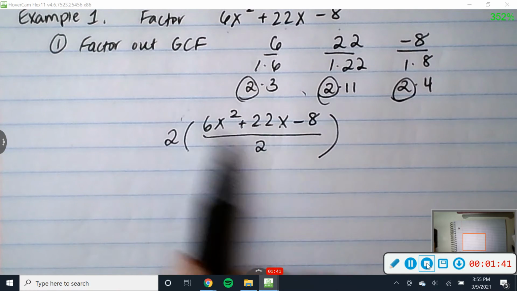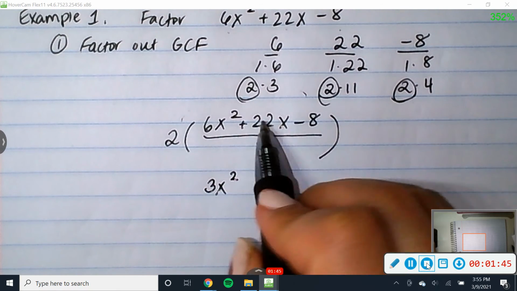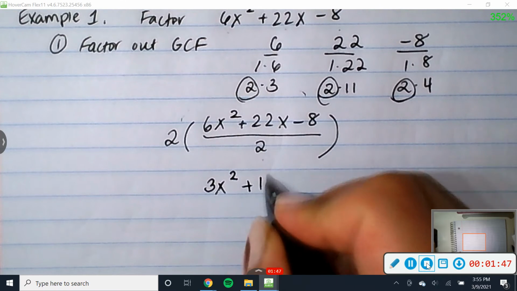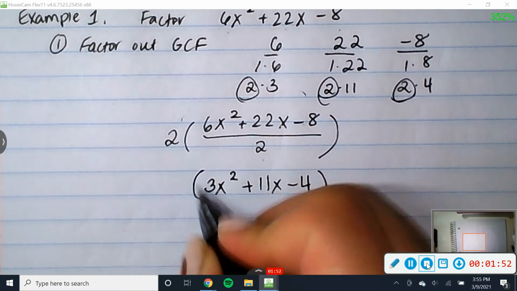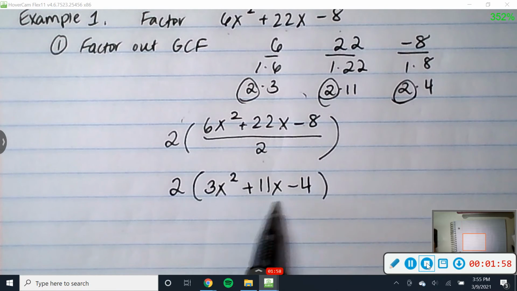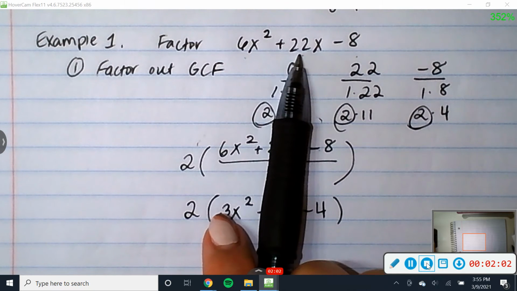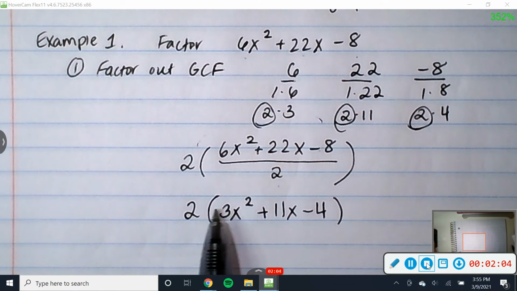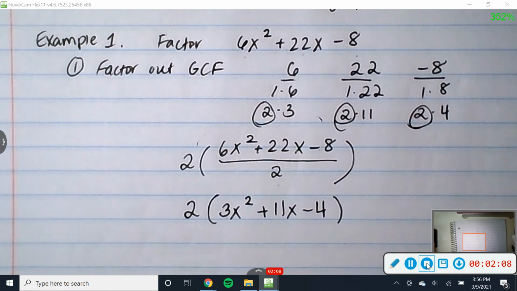So I'm going to divide 6 divided by 2, which is 3x to the second, 22 divided by 2, and negative 8 divided by 2. So now I have a more simple polynomial. Then you can factor this polynomial. Do not start to factor it right away because it will change your answer. You need to make sure to always factor out a GCF before you begin using the box method.